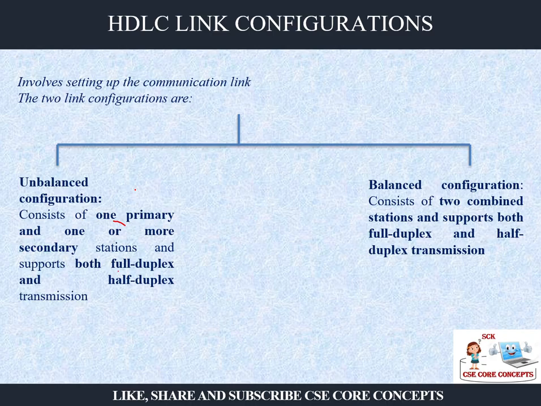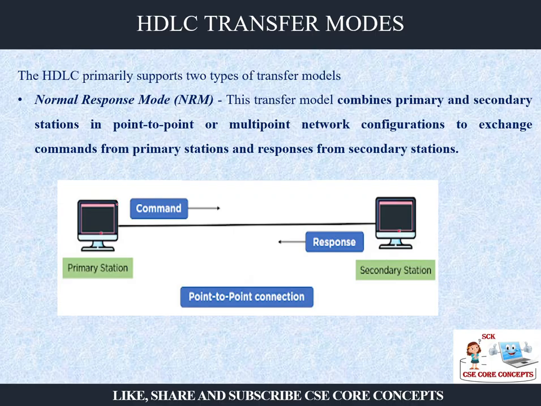The second type of configuration is called a balanced configuration, where there are two combined stations. Both of them are combined. Both of them can either issue commands or send responses, and they are connected via either a full duplex line or a half duplex line.